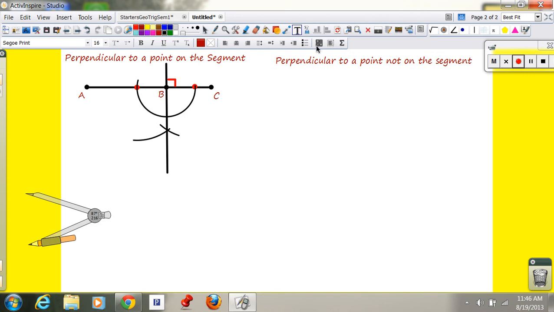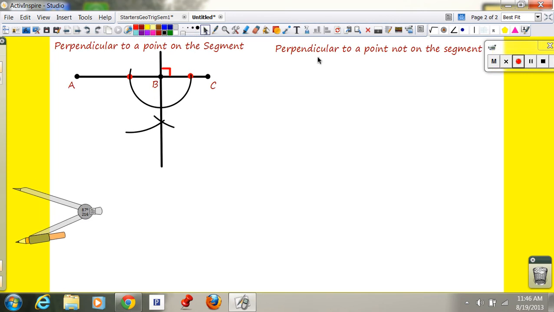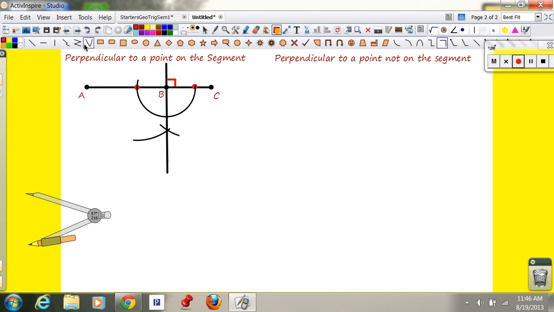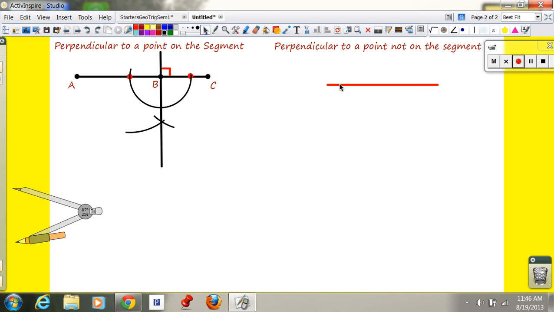So the first one was a point on the segment, this one's not on the segment. So we need another segment. So let's draw a line segment first. Not too big. And since it's a segment, we need endpoints. Endpoints on our segments.